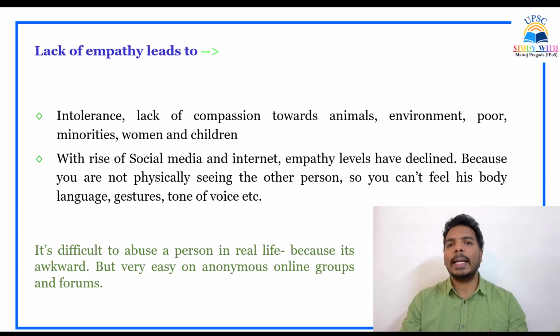And at the same time, what is happening on online social platforms? People are trolling anybody, because in front of that person, nobody would say it. But since online platforms provide anonymity, they are trolling.